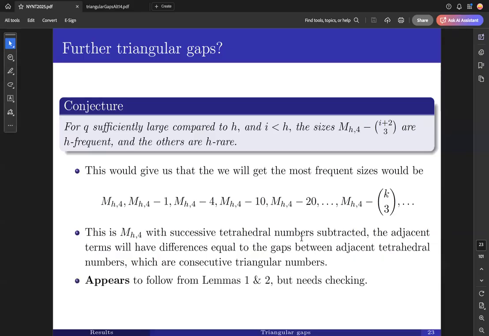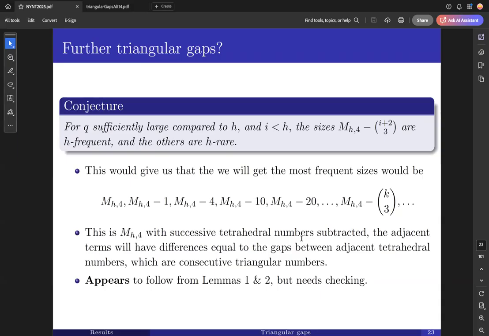And this appears to follow, like I said, from lemmas 1 and 2, but maybe I'm bold and arrogant, but not bold or arrogant enough to claim this with certainty today. So I'm sort of curious if anyone sees a glaring problem with that claim.